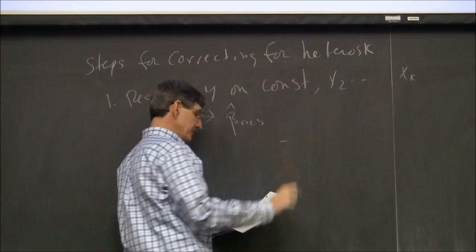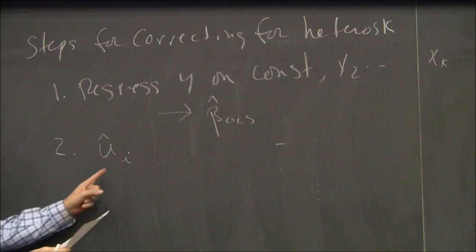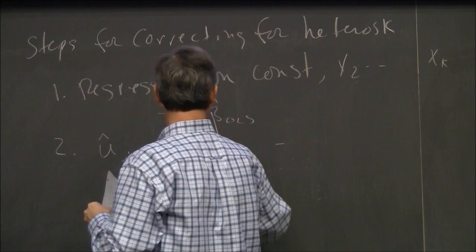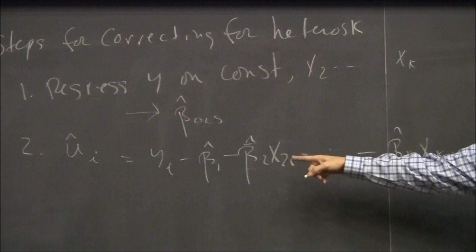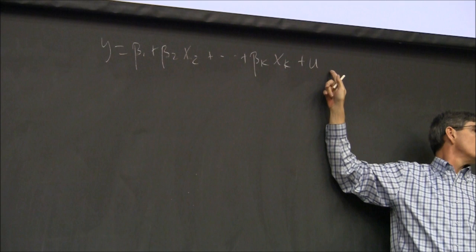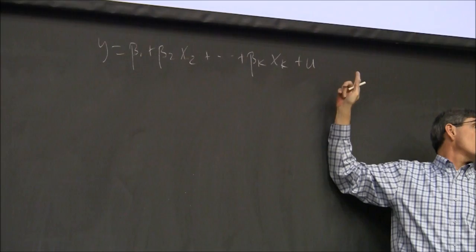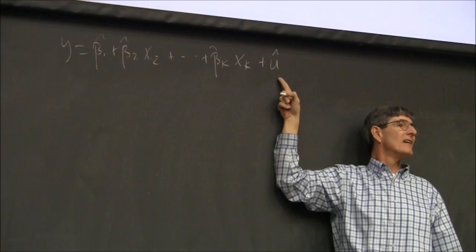Those estimated parameters allow you to calculate the estimated error. u hat t is y_t minus beta 1 hat minus beta 2 hat x_2t minus ... minus beta k hat x_kt. So we use the estimated coefficients to get an estimate of the residual. The model is y equals beta 1 plus beta 2 x2 plus ... plus beta k xk plus u. We don't know the betas, so we don't know the true u. So what we do is we get estimates of the betas. And once we have the estimates of the betas, we can subtract from the y to get an estimate of the error. So this is what we're after. We just subtract that minus that.